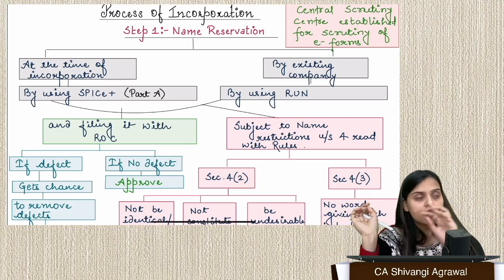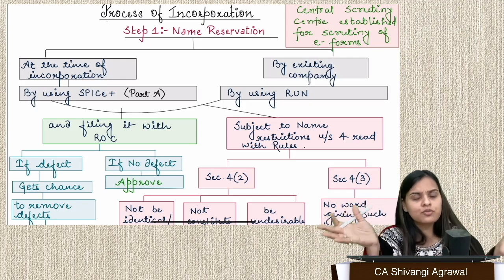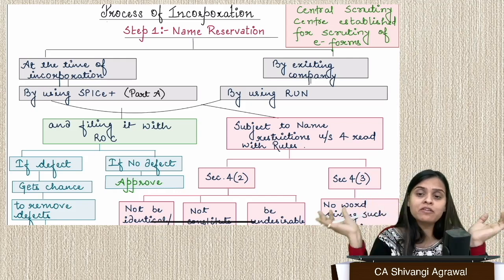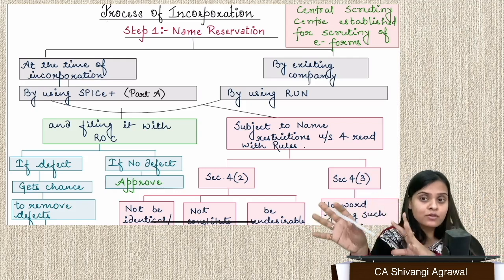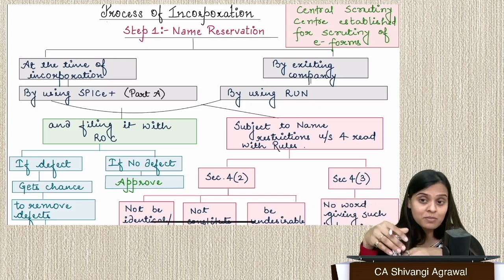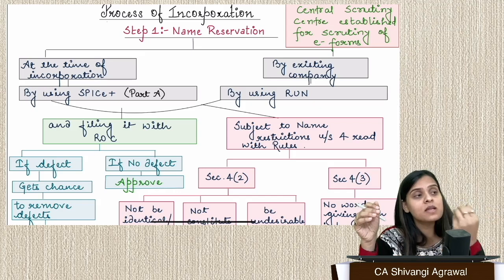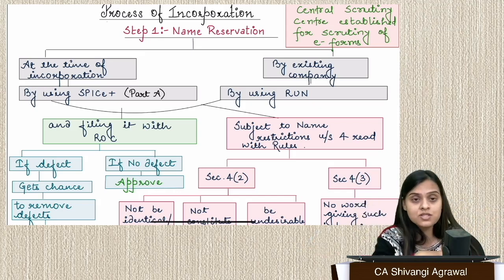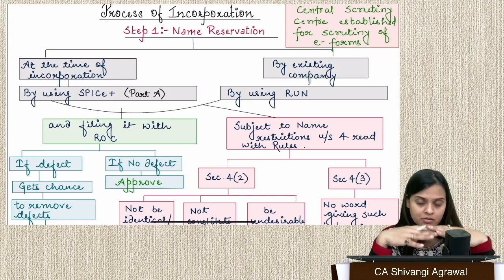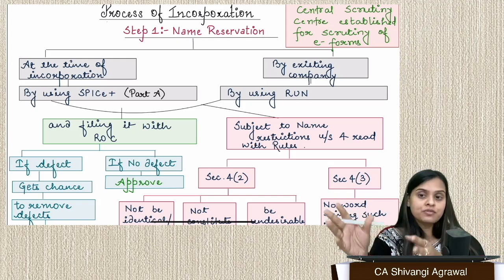Option number 2, you don't want to reserve your name beforehand, you propose a name and file all the documents and give it to ROC. If ROC finds that okay fine, this name can be given to you, they will give the name also and they will give you CIN also. If they find that this name cannot be given to you, they will reject the entire application. So it is advisable that first reserve your name, get your name in hand, and thereafter you file other documents.